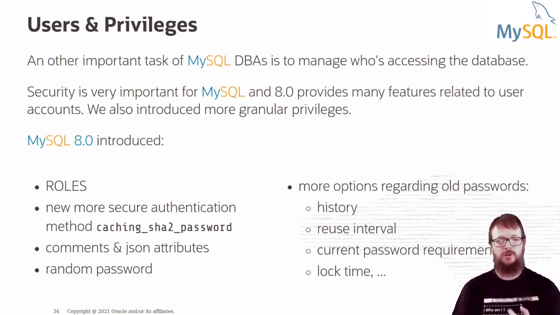Of course, we have a better authentication plugin to store the password by default, which is caching SHA-2 password. We also have comment and JSON attributes in the users if we want. We can generate random passwords and have more options regarding old passwords. We can have a history and check that the password is not the same as the one before, and check the reuse interval.